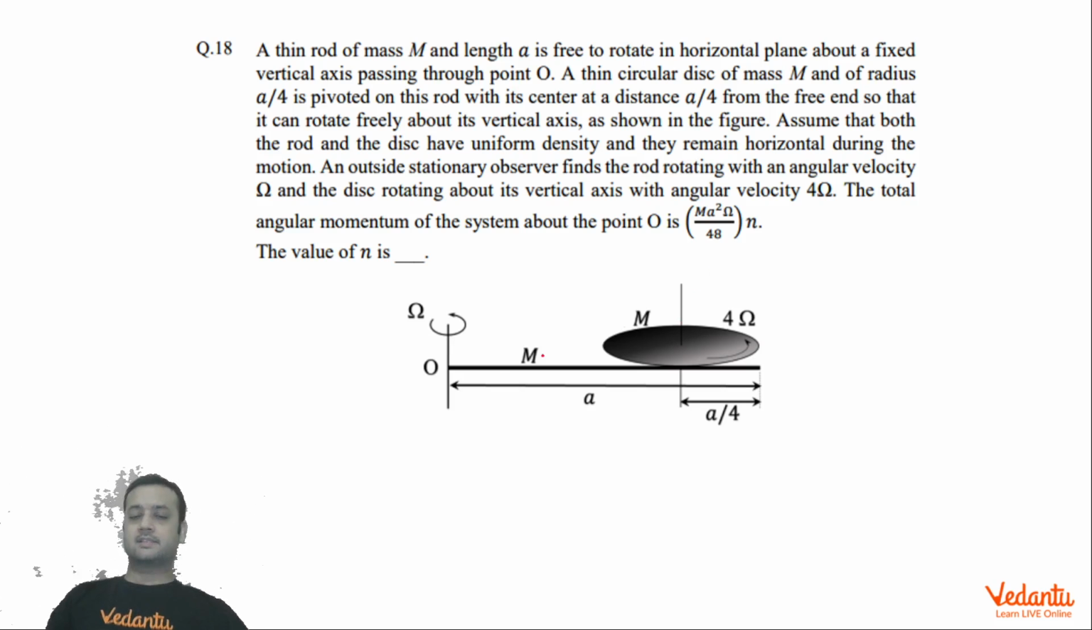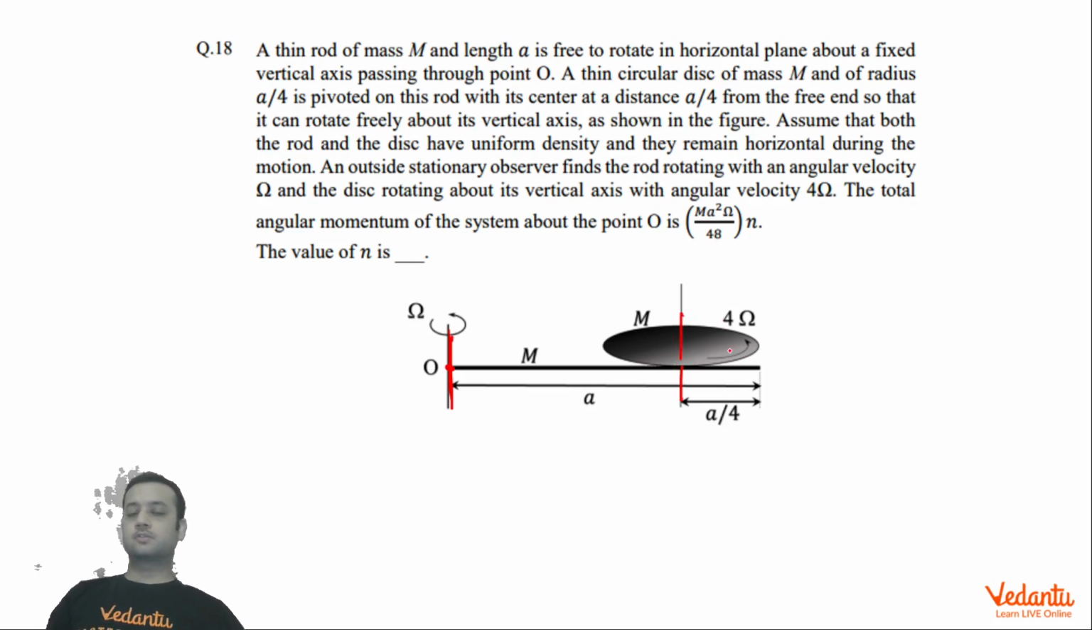Okay, so basically there's a rod of mass m and length a which is rotating about this fixed axis with constant angular velocity capital omega. Now there's a disk which has been hinged on this rod, and this rotates about this axis at an angular velocity of 4 omega. So we have to find the angular momentum about point O of the whole assembly. Mass of both rod as well as disk is m, and the disk rotates with 4 omega about its center.